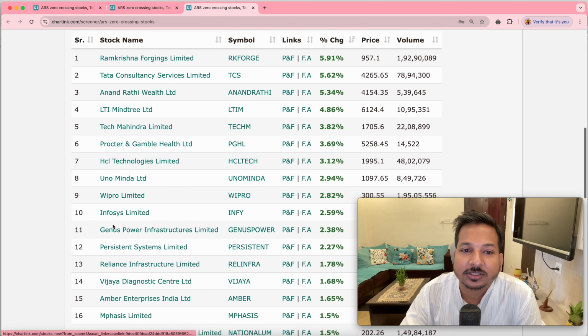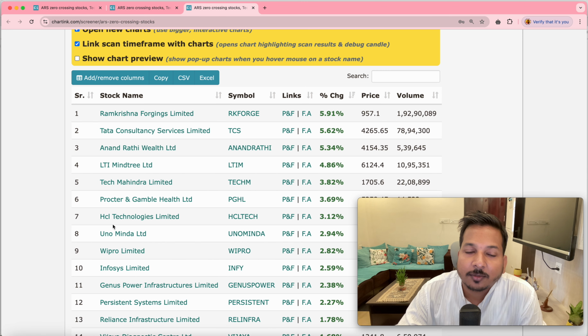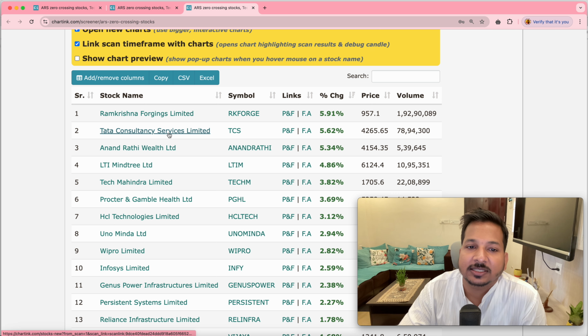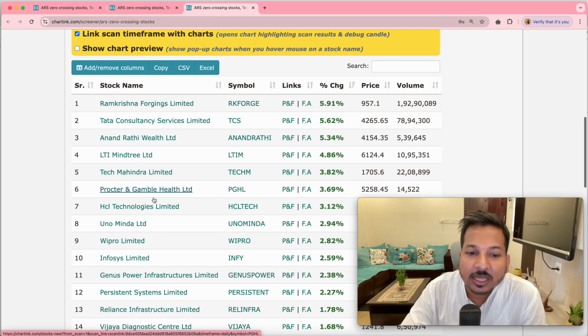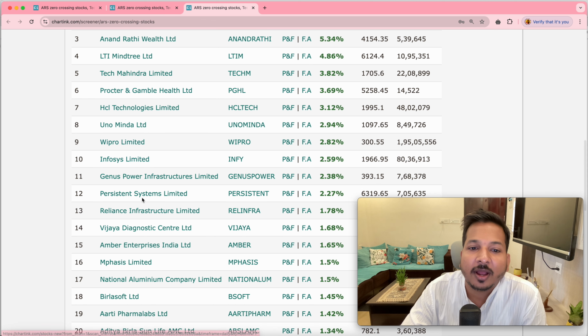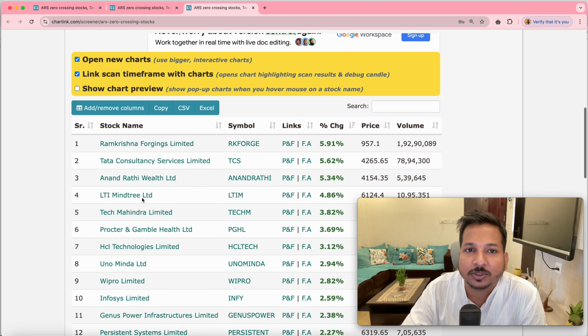These all stocks are stronger than Nifty. In this, if you see, Tata Consultancy is there, meaning it is showing the stocks which are already above zero. Then from these stocks also you can see if you get some entry with a breakout chart pattern. These are already above zero, but you have to find out whether some entry is possible.